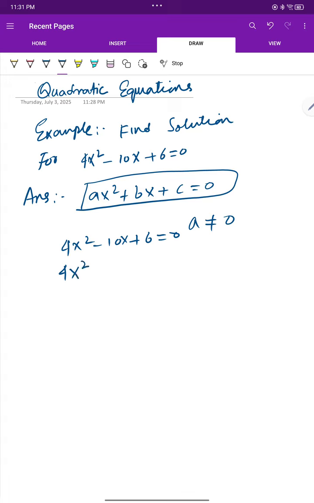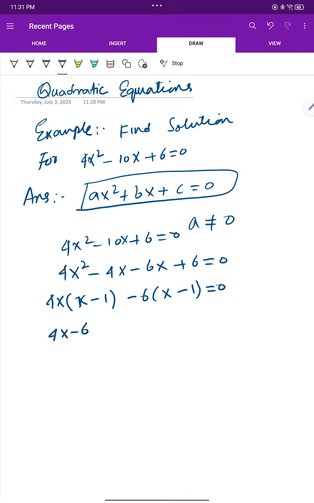Do the factorization. 4x square minus 10x, you can write as 4x square minus 4x minus 6x plus 6 is equal to 0. You can take 4x common, so it's 4x times (x minus 1), and you can take 6 common, so minus 6 times (x minus 1). So our solution is (4x minus 6) times (x minus 1) is equal to 0. If you multiply 4x minus 6 and x minus 1, you will again get this equation.